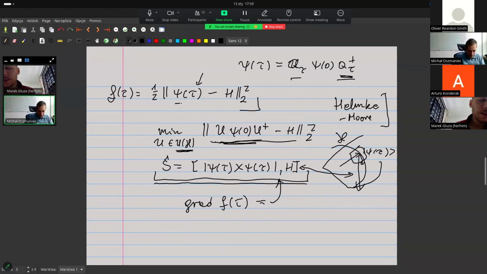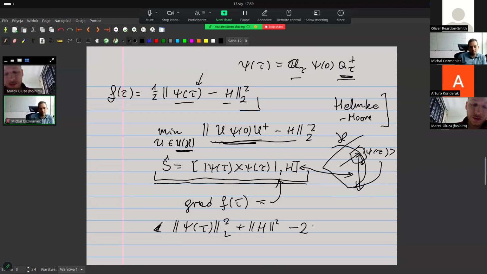Normally, if you take psi of tau, you will never subtract the Hamiltonian from the density matrix. I mean, we usually don't do this. But it's actually very intuitive what happens here. I can consider the scalar product, the definition of this norm, and what we will get is the norm of psi of tau squared plus the norm of the Hamiltonian squared plus minus 2 times the real part of trace psi of tau times the Hamiltonian.